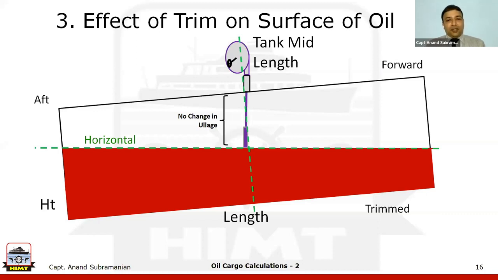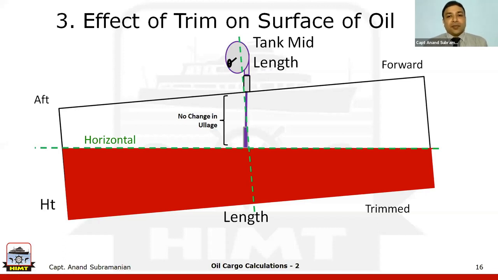So if we use the ullage port, if it is located exactly on the tank mid length, it will still read the same value. Why? Because this is a pivot point for the oil. If this one increases, this one reduces. So this is where it is going to pivot. So if you measure it exactly on the pivot point, that is the tank's mid length, there is no change in the ullage at all. But we all know on board a ship, the ullage port is never exactly on the midship.